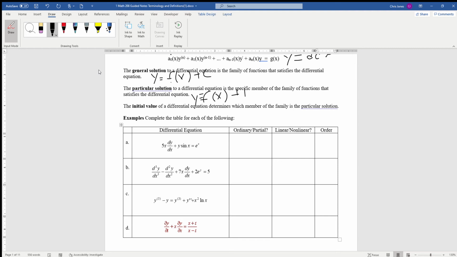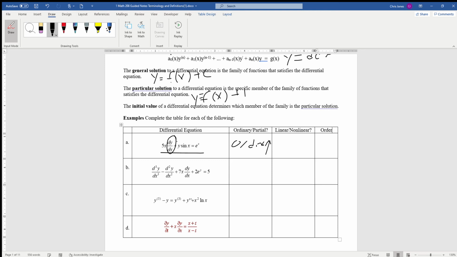So the first one that we have is 5x dy dx plus y sine x equals e to the x. So the first question is, is it going to be ordinary or partial? And we look at the derivatives. And we've seen this notation before, or hopefully we've seen it before, in either Calc 1 or Calc 2, and it doesn't have the partial symbol, so it's ordinary.